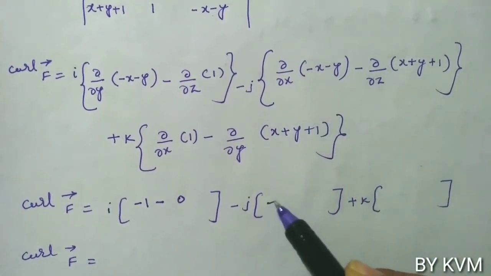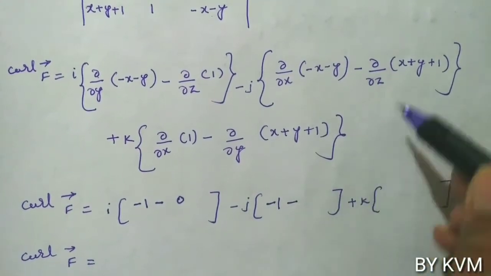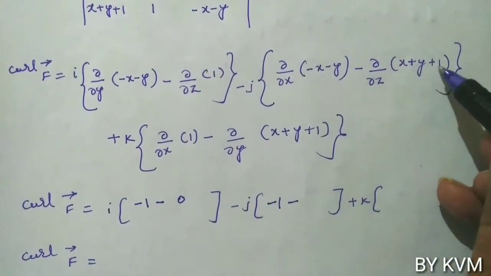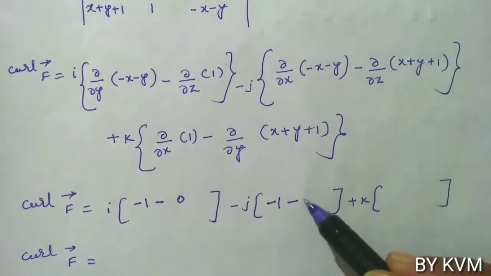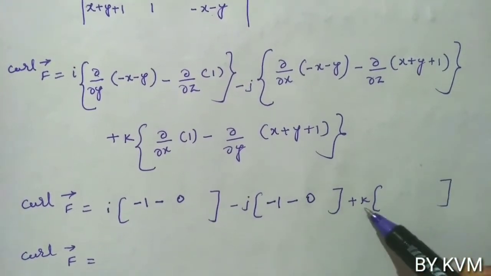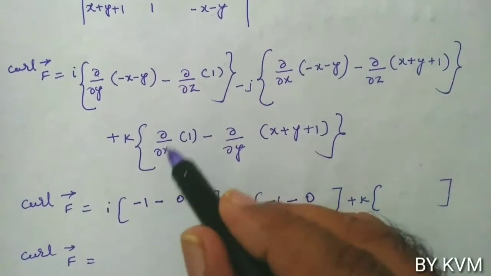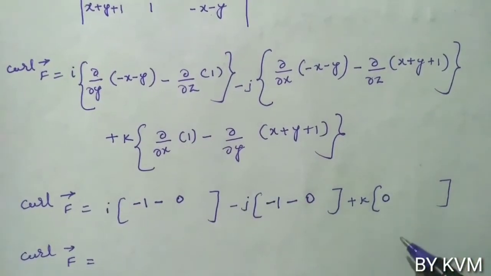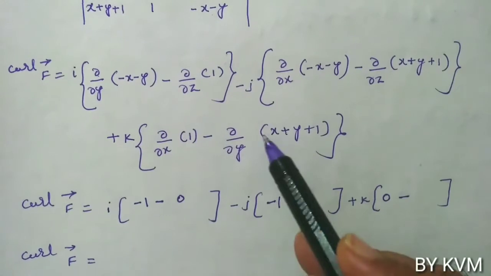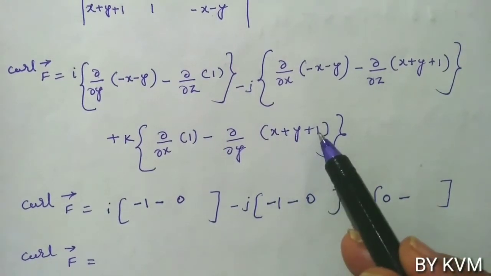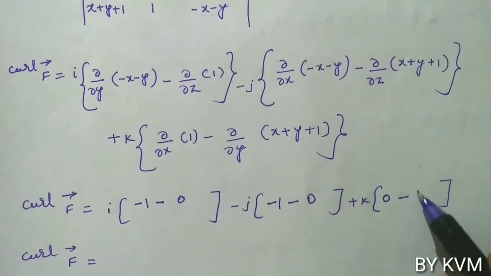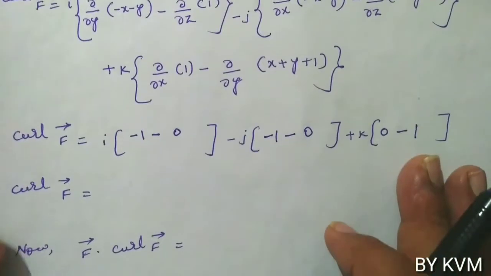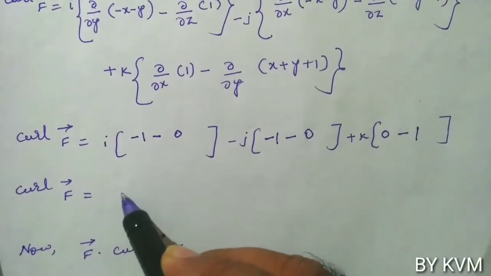So it is minus 1 minus ∂/∂z of (x + y + 1). So x and y are constants. So here it is 0, plus k times ∂/∂x of 1, which is 0, minus ∂/∂y of (x + y + 1). We have to differentiate only y; x and z are constants. So it is 1.